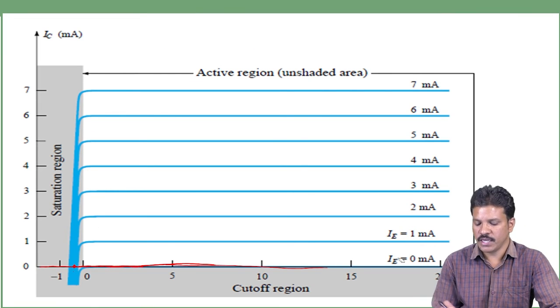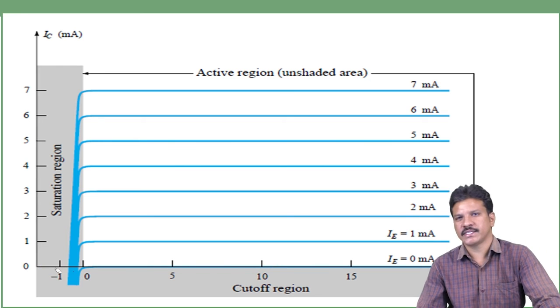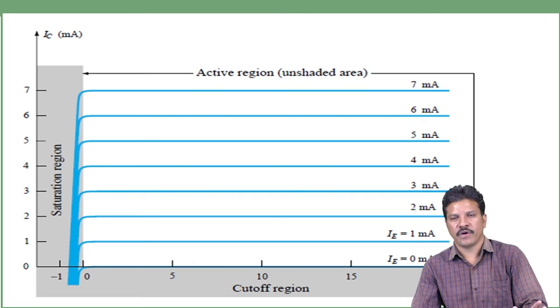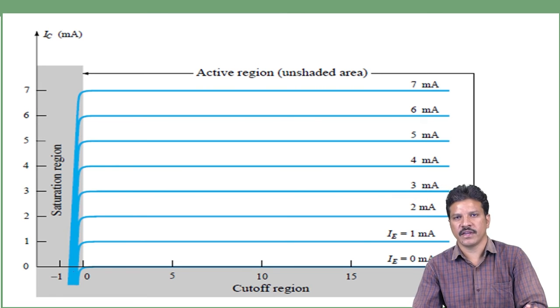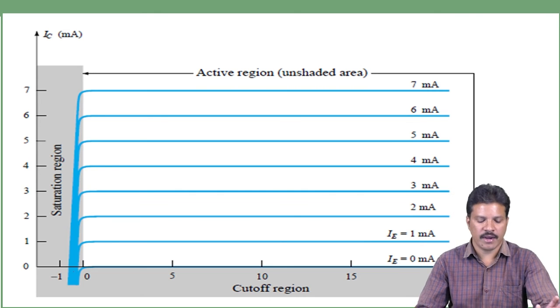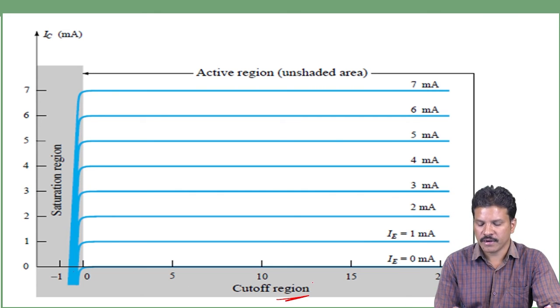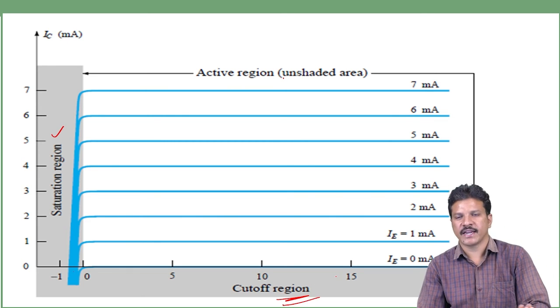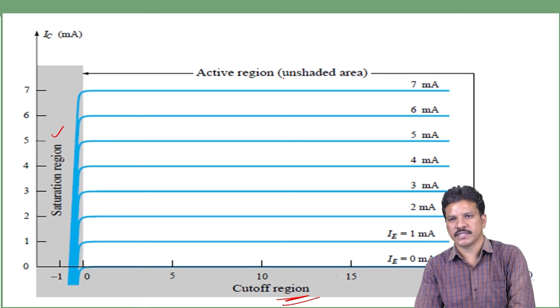If you observe this, this is the characteristic graph for the output characteristics of the CB configuration. This characteristic curve can be explained with three regions, which are called cutoff region, active region, and saturation region. First we will see the cutoff region. What is the cutoff region in the output characteristics?